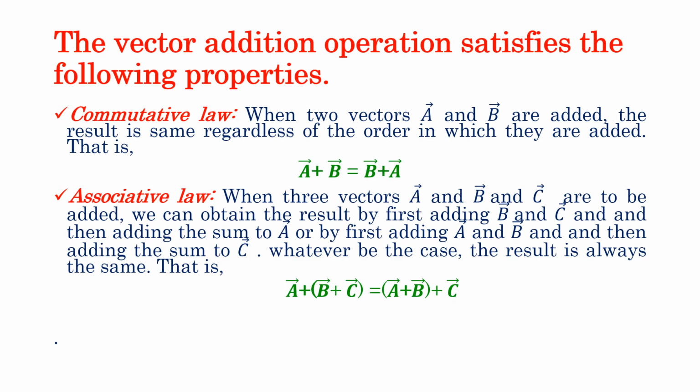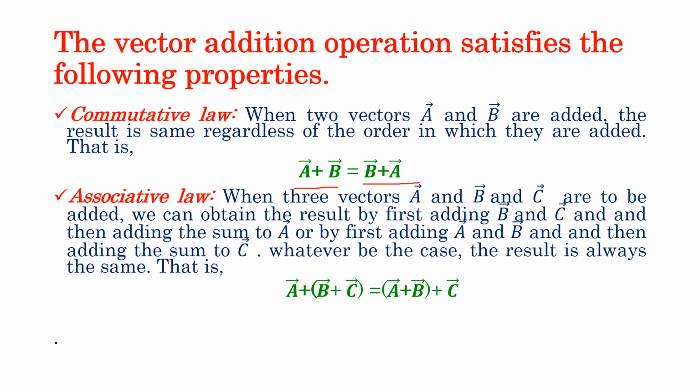Next, the vector addition operation satisfies the following properties. The first one, commutative law. When two vectors A and B are added, the result is the same regardless of the order in which they are added. See, in the first LHS, A and B are added. Here, B and A are added. The order is changed, but there is no change in the result at all. LHS should be equal to RHS.